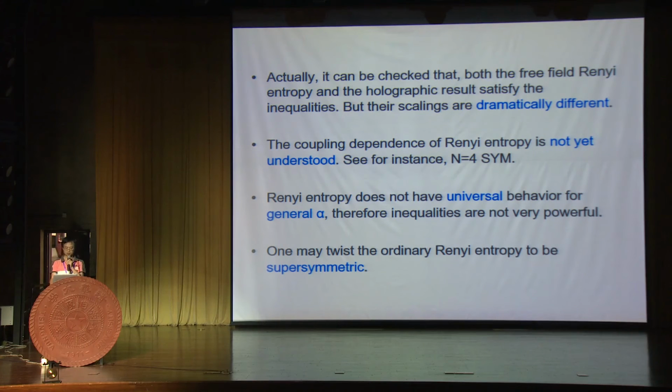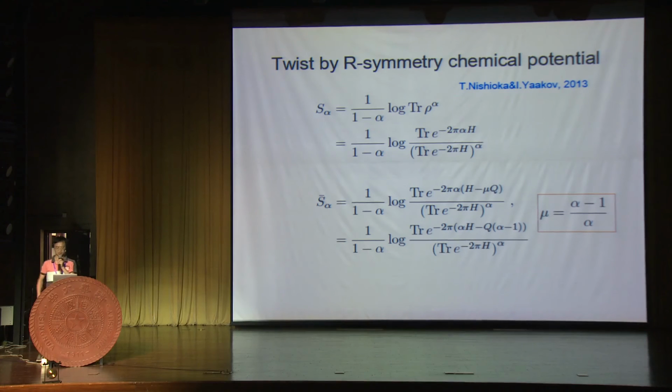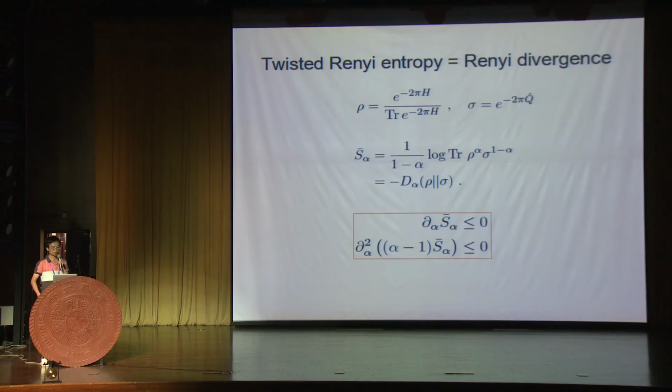So one may twist this original Rényi entropy to be supersymmetric. This was first proposed by Nishioka and Yaakov in 2013. This twist is the following. As you see, the twisted Rényi entropy carries a non-trivial chemical potential in this twist formula, which is determined by the supersymmetric condition. The mu is equal to (alpha minus 1) over alpha. So let us identify two distributions. One is the normalized energy distribution, and the other is the charge distribution. You can clearly see the supersymmetric Rényi entropy is nothing but the minus Rényi divergence.